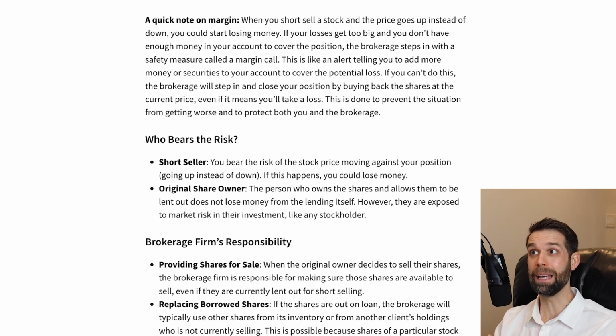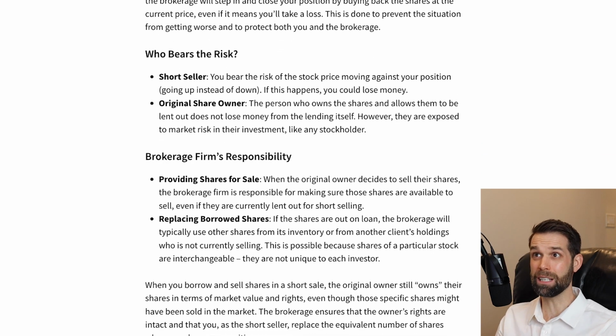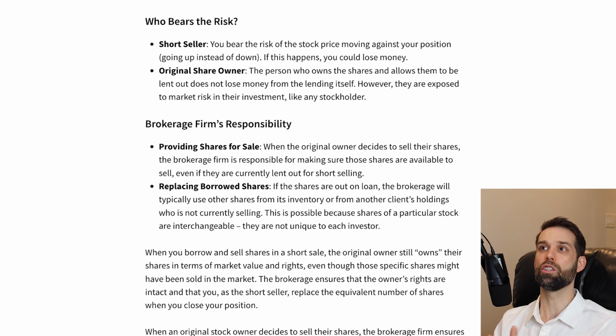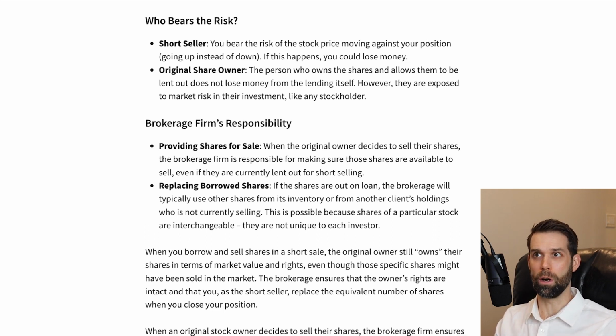If your losses get too big and you don't have the money in your account to cover the position, then the brokerage steps in with a safety measure called a margin call. This is like an alert telling you to add more money or add more securities to your account in order to cover your potential loss. And if you can't do this, the brokerage will step in and close out your position, buying back the shares at the current price, even if it means taking a loss. So there is that in place for the brokerage. In terms of risks with short selling, you as the short seller bear the risk of the stock moving against your position.